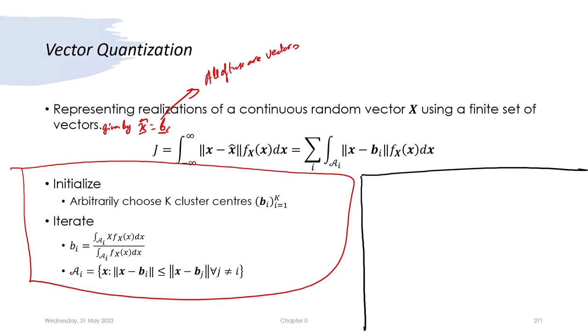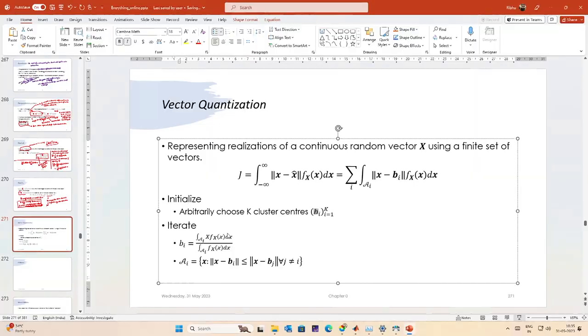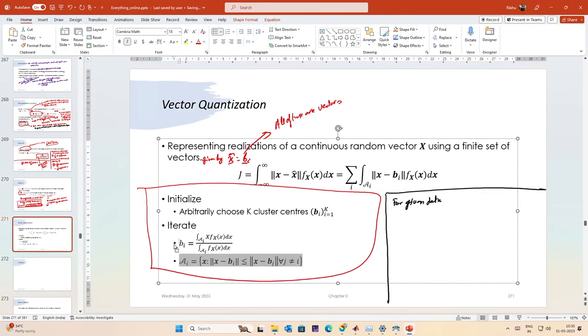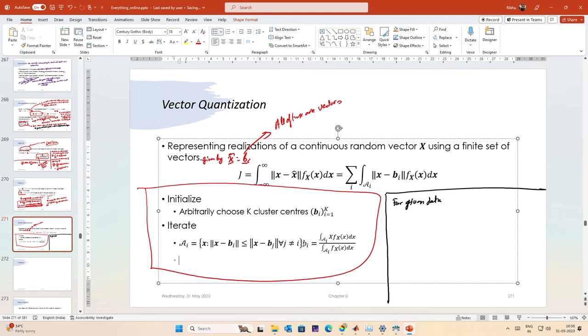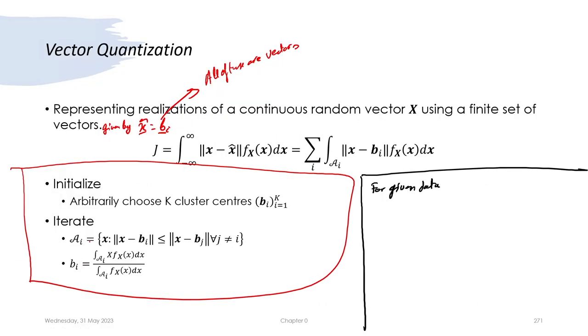So for given data, we arbitrarily choose k cluster centers, iterate. So I should fix this, and the iteration should be the other way around. The iteration here should be the other way around, that is, given the chosen cluster centers, find the decision boundaries or find the containing sets and do this. And the only difference here is that, so let me call this equation A again.